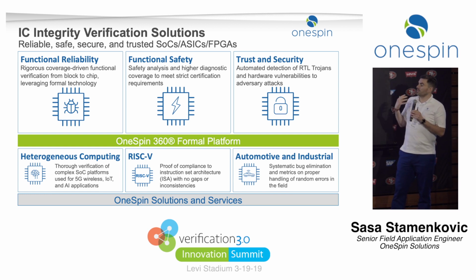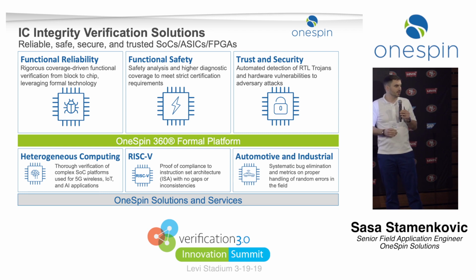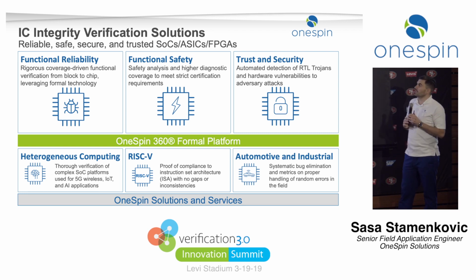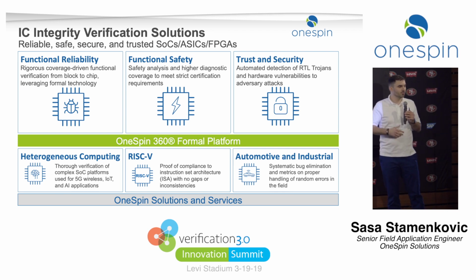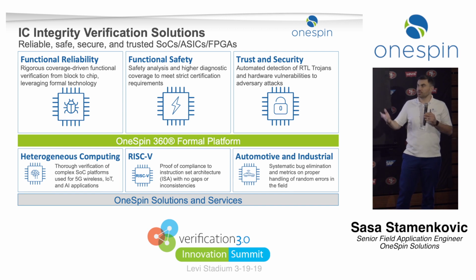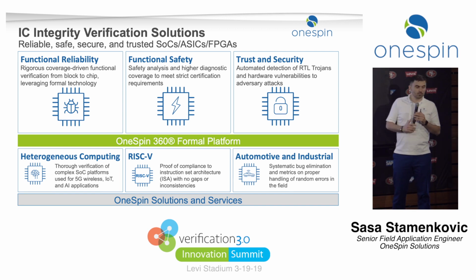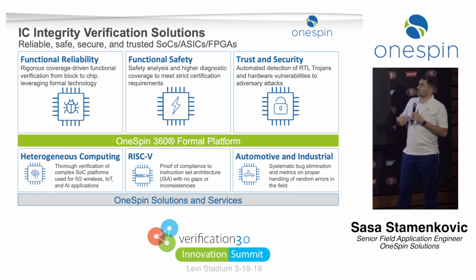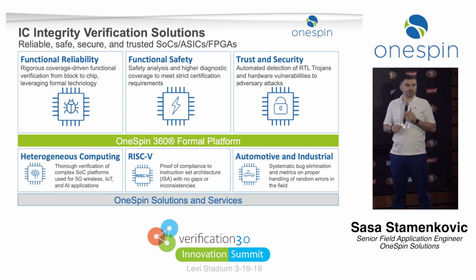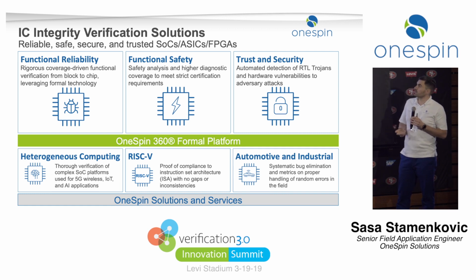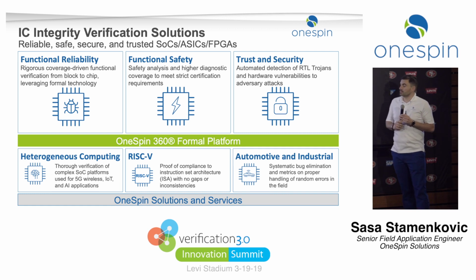So first of all, OneSpin provides formal tools that we are selling. So we are an EDA company. And starting from the top left, we have the tools that provide functional verification. So the apps, automated checks, coverage, etc. Then what Mike was talking about, we also have functional safety verification. So when we are talking about the DO254 or ISO 26262, we have the analysis and diagnostic solutions that you can use. And finally, trust and the security.